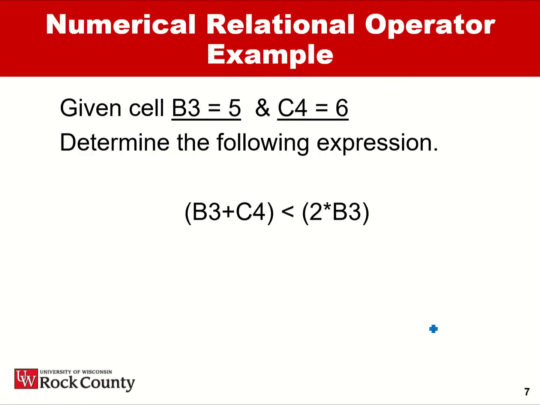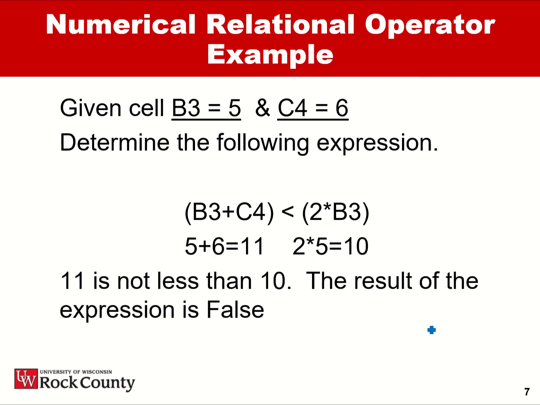Let's say we're given a cell B3 equals 5 and a cell C4 equals 6, and we're supposed to determine this expression. So we have this expression where we're taking B3 and adding it to C4. We know that that is a value of 11. We want to know if that is less than 2 times B3, which is 10. Well, we know that that is not true, right? 11 is not less than 10, so our result for this expression should be false. It's not true, okay?